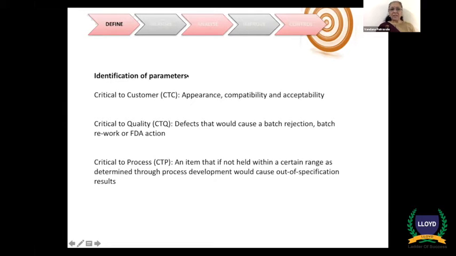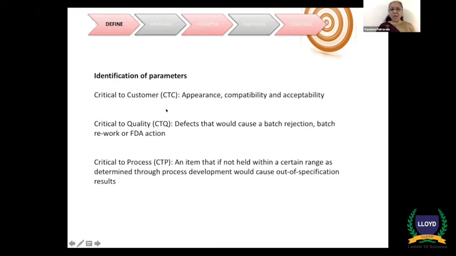Identification of parameters was a must. Those parameters which are critical to the customer include, of course, the appearance of tablets. You know that ranitidine tablets are coated tablets. And the coating, many times when you open, those of you who have taken ranitidine tablets as an antacid would know that many times you get that coating which is ruptured coating. So first step is appearance, compatibility, acceptability, whether it is to the customer.